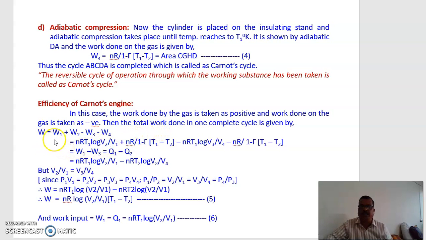That is, W1 and W2 are on the positive work done side. That is, W equal to W1 plus W2 minus W3 minus W4. W3 and W4 are the work done on the gas, okay, that are negative. Therefore, total work done is given by W equal to W1 plus W2 minus W3 minus W4.